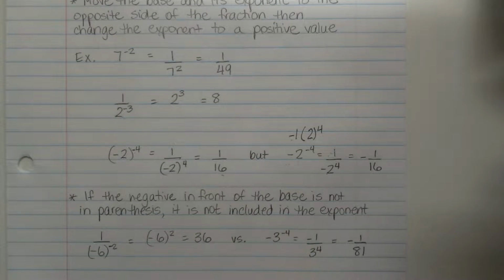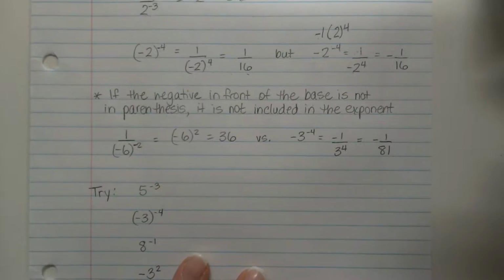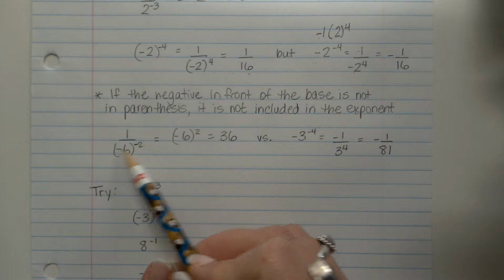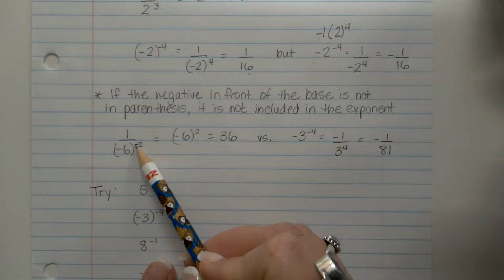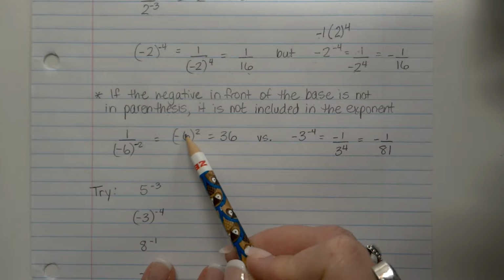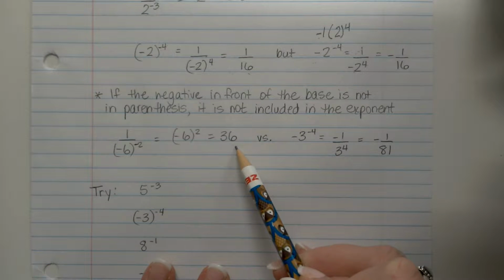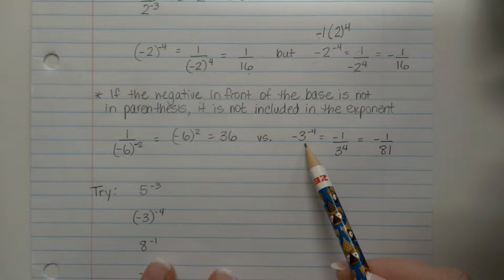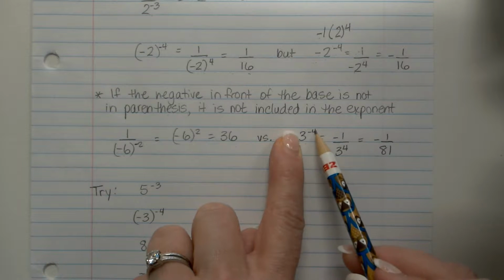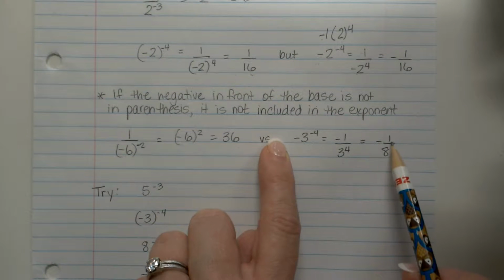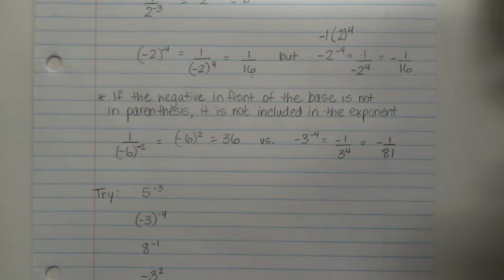If the negative in front of the base is not in parentheses, like this one up here, it's not actually included in the exponent, so you don't have to worry about that part. For example, this negative 6 is included in the exponent. This negative says, move it to the numerator, please, the whole thing. So here you go. Negative times negative gives you a positive. Whereas if you had this, you're only raising the 3 to the negative 4. So you put the 3 to the 4th down here, get rid of the negative, evaluate it, and the negative stays at the end of the answer.